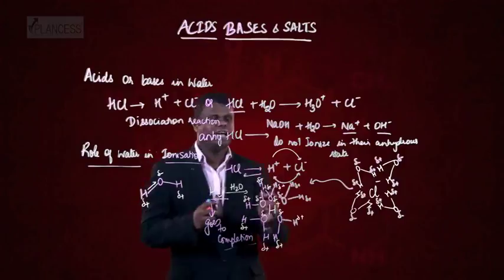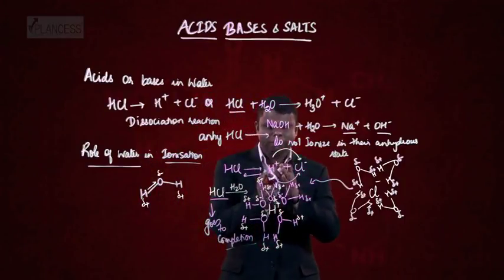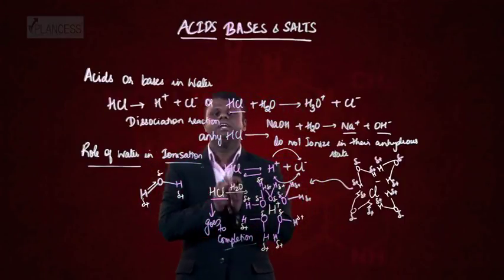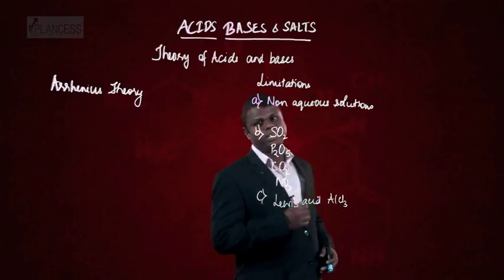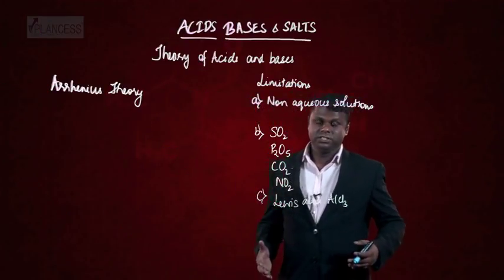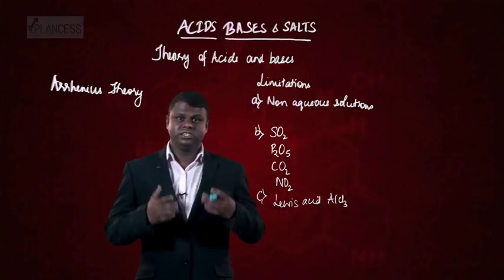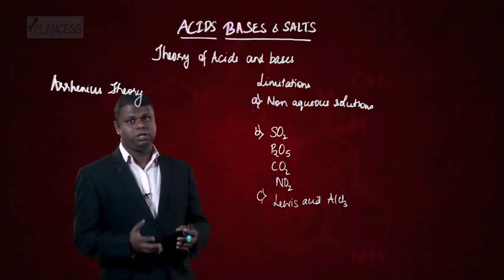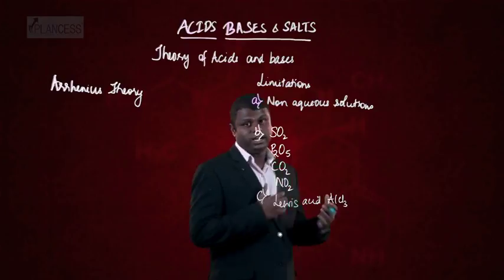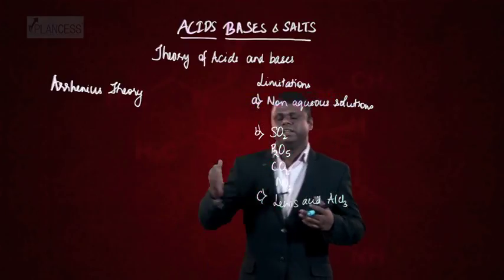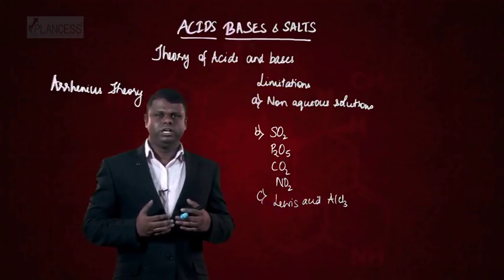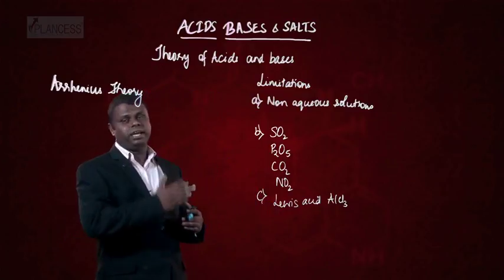And the reverse reaction, that is H plus combining with Cl minus to form HCl, does not happen. So now acids and bases, they have their own definition. Some say that acids are the compounds containing hydrogen ions. There are certain acids which don't contain hydrogen atoms. So now different theories were put forward to explain acids and bases.